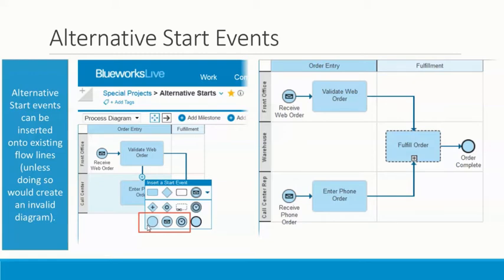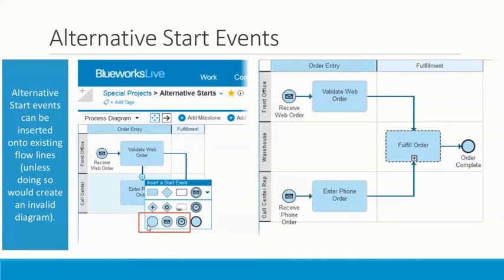Then you just select the type of start event to insert from the flowline menu. So in the example on the left here, you can see that I have the option. I've clicked on the plus sign, I've opened the insert event menu, and you can see that I've got the option of adding a normal start event or a message start event or a timer start.